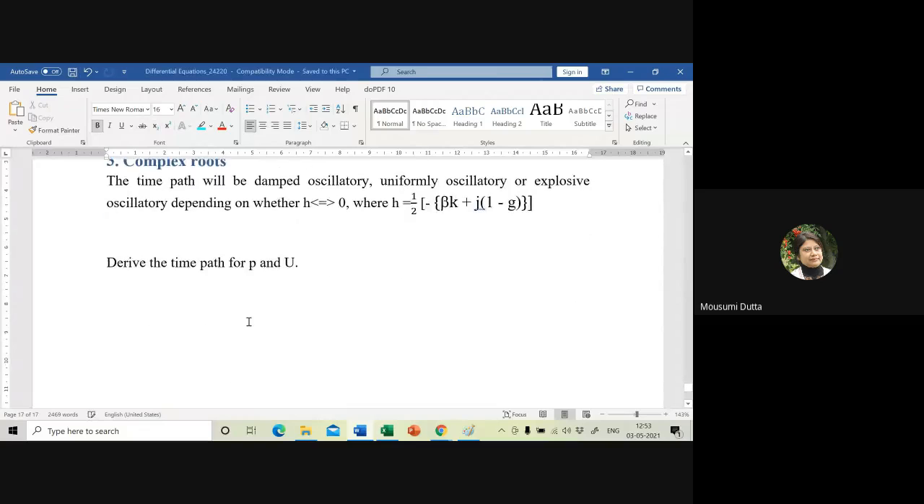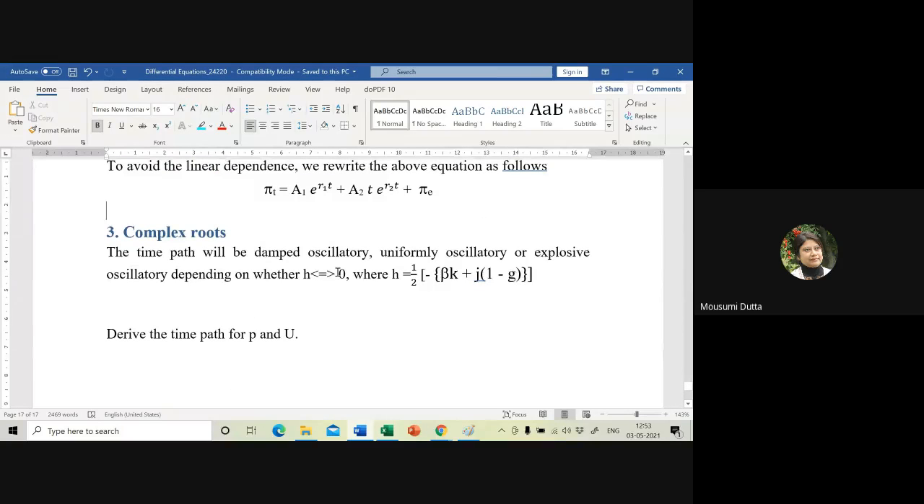And finally, for complex roots, the time path will be damped oscillatory, uniform oscillatory, or explosive oscillatory, depending on whether H is less than, equal to, or greater than 0, where H is given by this value. In the case of complex roots, I hope you understood, we will always have an oscillatory time path, and whether you have convergence, divergence, or uniform oscillation will depend on H.